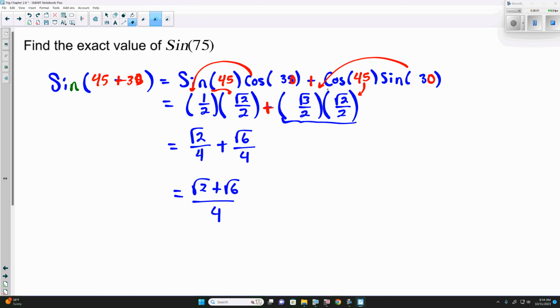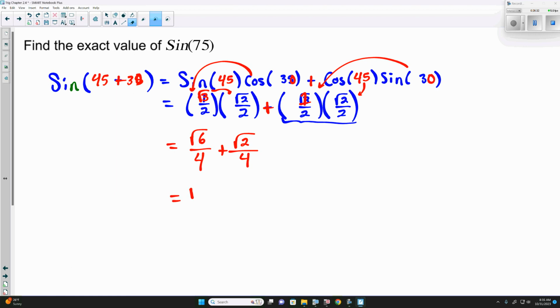Cosine of 30, this is where it flips. This would be square root of 3. This would be 1/2. Now, it seems like that's going to cause a big issue, but it's really not. Because what that will give us is square root of 6 over 4 plus square root 2 over 4.